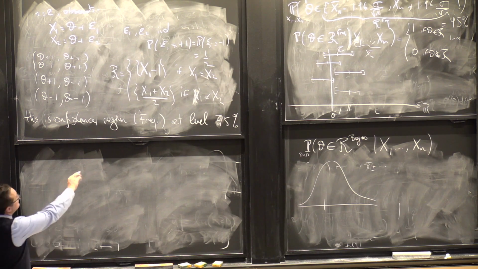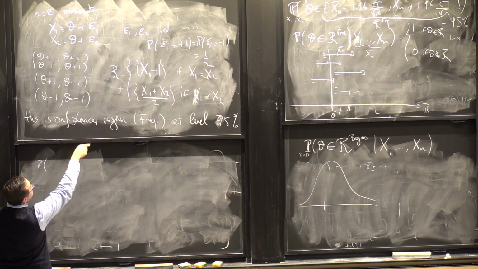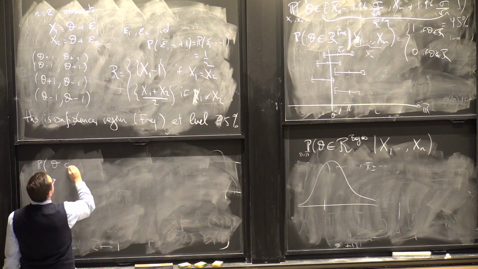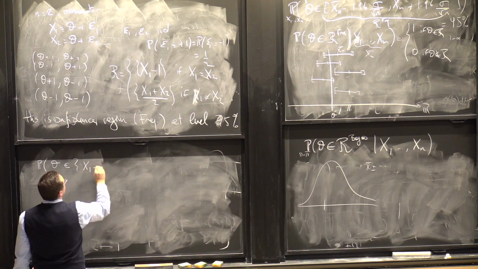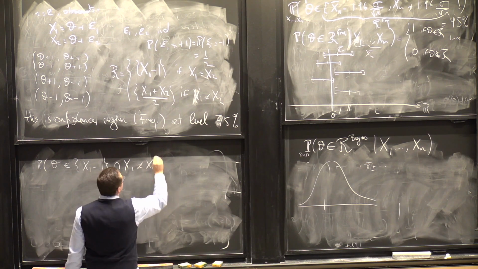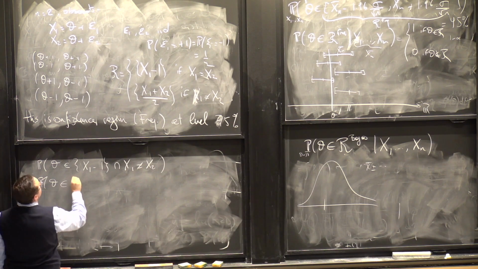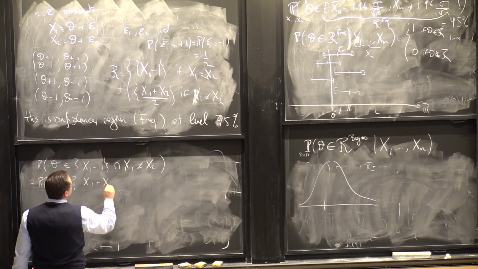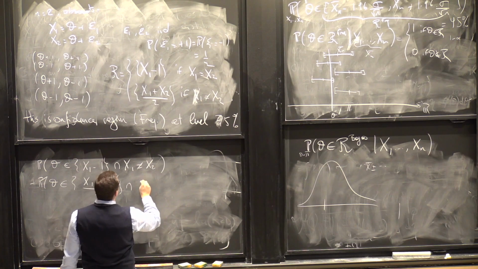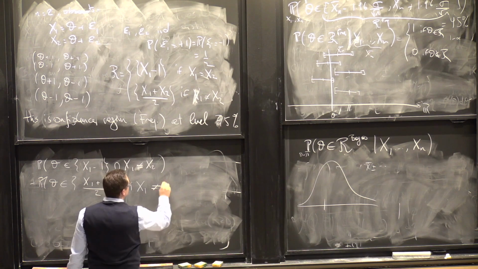Okay, so I have this thing. So what I need to check is the probability that theta is in one of those two things, right? So what I need to find is the probability that theta is in x1 minus 1 and x1 is not equal to x2. And those are disjoint events. So it's plus the probability that theta is in x1 plus x2 over 2 and x1. Sorry, that's equal. That's different.